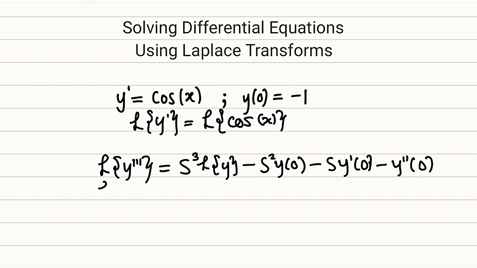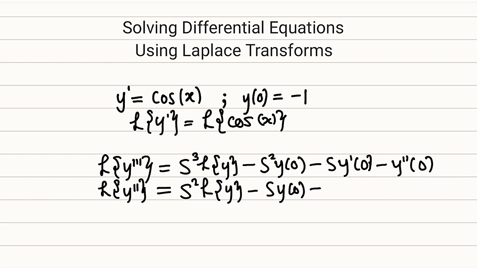What if you want to find the Laplace transform of y double prime? This is equal to s squared because the order is 2, multiplied by the Laplace transform of y, minus, the power of s will reduce, we have s, y of 0. This time around, s will vanish. In the third term, we have just y prime of 0.